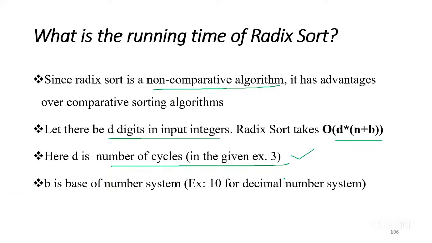And b is the base of the number system. Whatever example we covered is a decimal number system example, so the base for the decimal number system is 10 only. We know that. Okay. n is the number of numbers, how many numbers we have in the input array. d means how many digits we have, the maximum number of digits. b means the base of the number system.